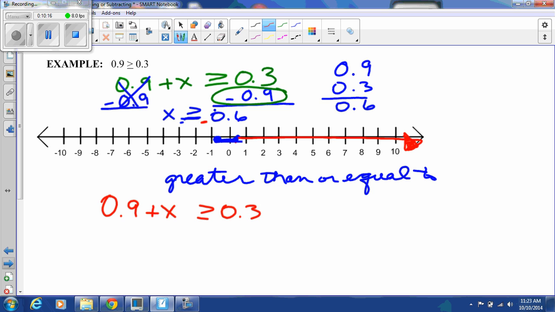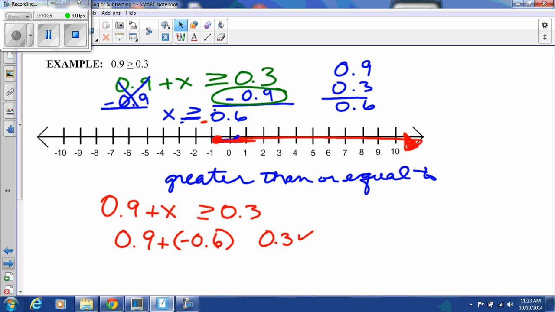So it starts on the left of 0 and shades to the right. It's still a closed circle. Now I'm going to put in a negative 6/10. That's much better. Now I get the right answer. 9/10 minus 6/10 does equal 3/10. My endpoint checks. I'm also going to check to see that I shaded in the right direction.